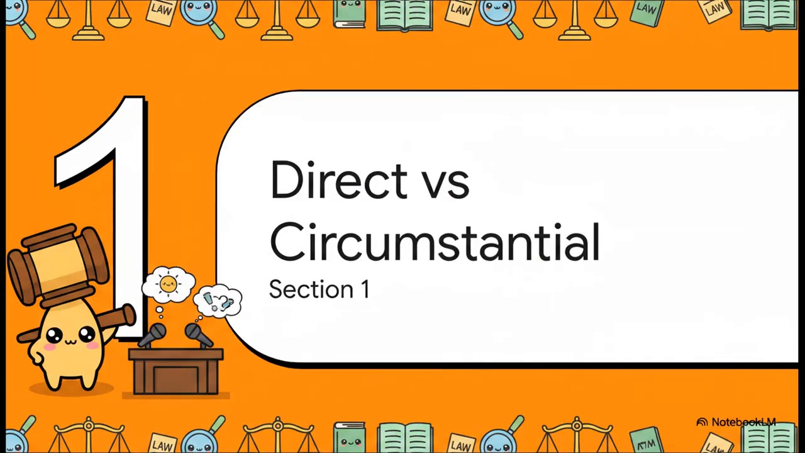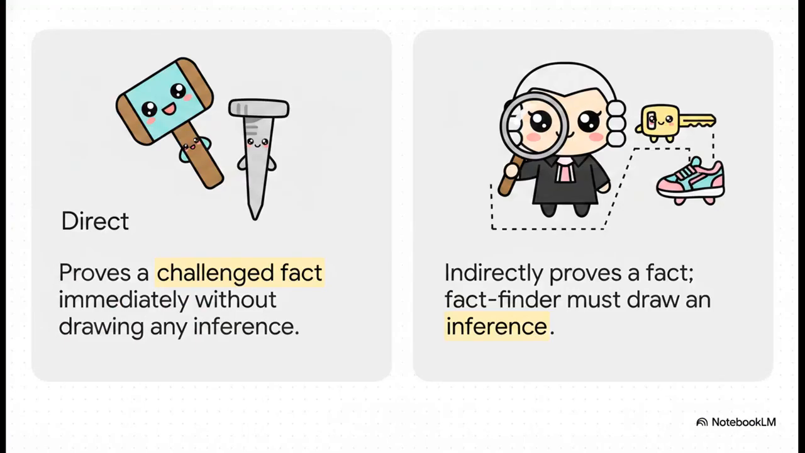Section 1. Direct versus circumstantial evidence. We're starting with the absolute fundamentals of proving a fact. To put it simply, direct evidence hits the nail right on the head, right? No leaps of logic required. If a witness gets up and says, "I literally saw the defendant steal the car," boom, that's direct. You don't have to guess what happened.